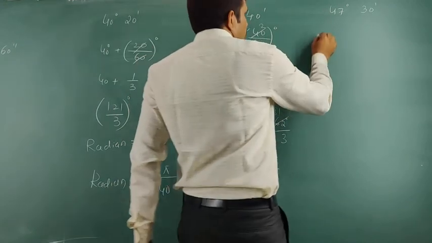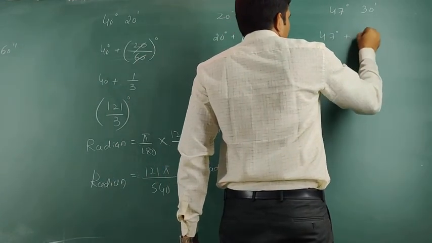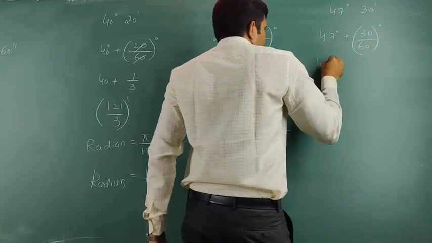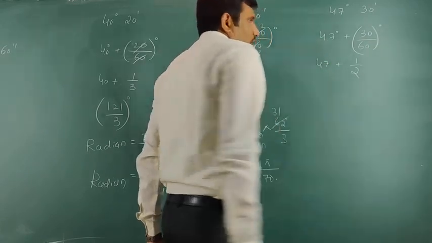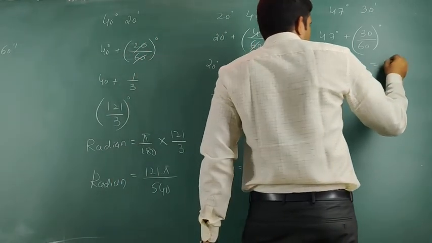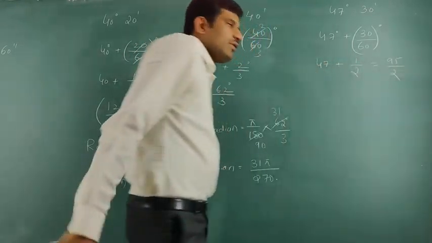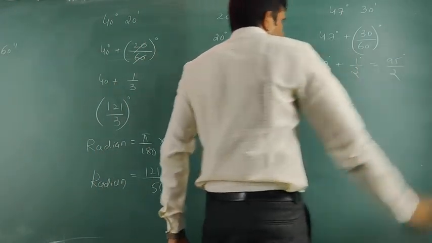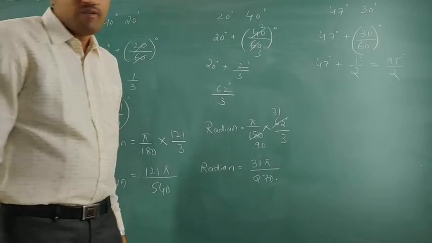See here, it is 47 degree plus 30 minutes, which is nothing but 30 divided by 60 degrees. Now it is 47 plus 1 by 2, right? So 2 into 47 is 94, 94 plus 1, 95 by 2 degrees. Is it clear? 95 by 2 degrees.